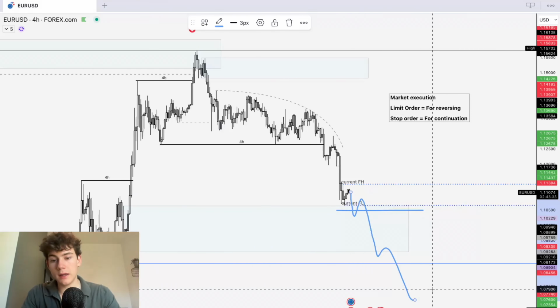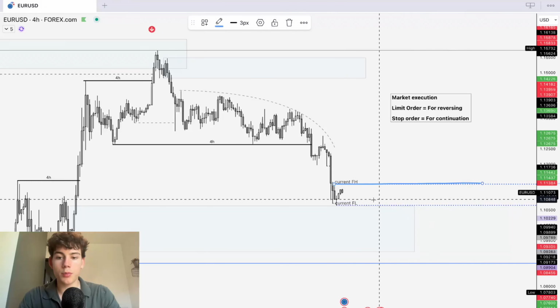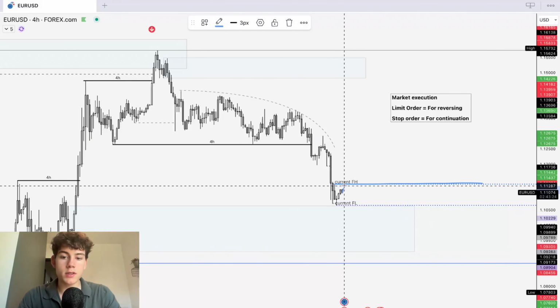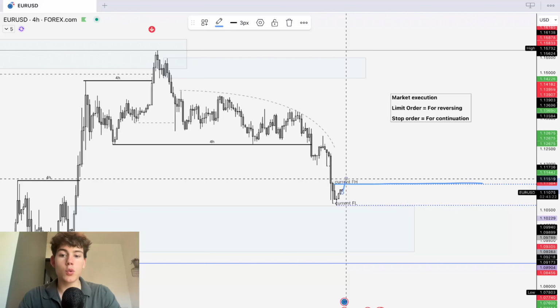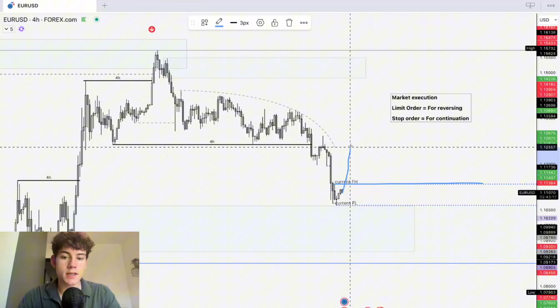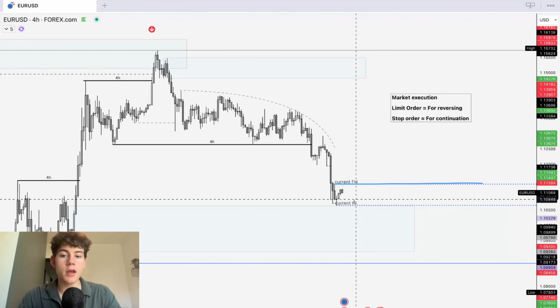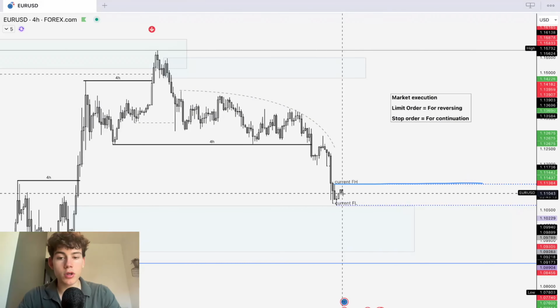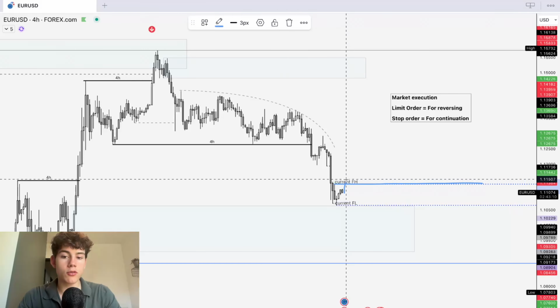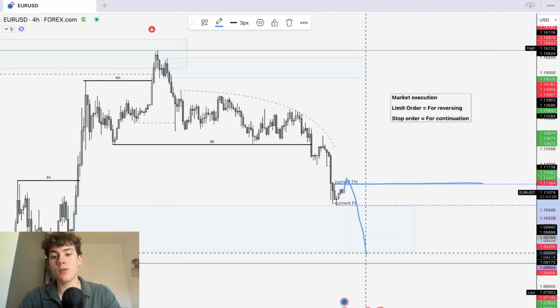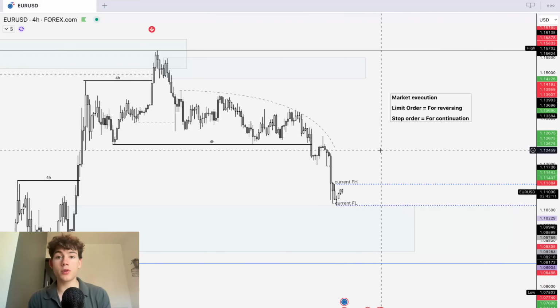So let's say this is our fractal high. We have our stop order above this, right? Once we trade through it, we enter immediately in a buy position. So then we just expect to trade up higher, yeah? Whereas if this was a limit order, when we trade through it, we then sell, so then we would want to trade down lower. So I hope you now see the difference between market execution, limit order and stop order. Now let's talk about how you can use it to your advantage.